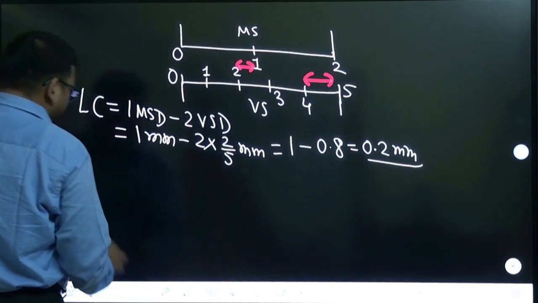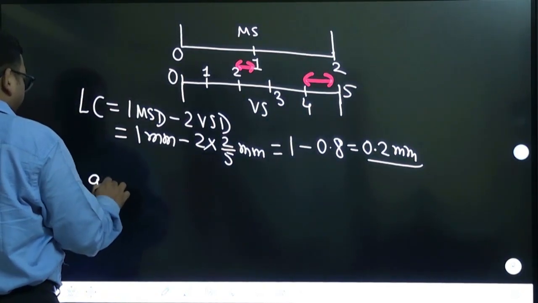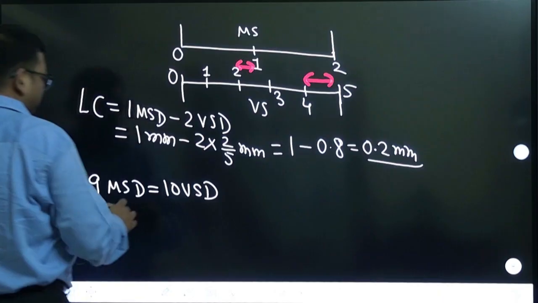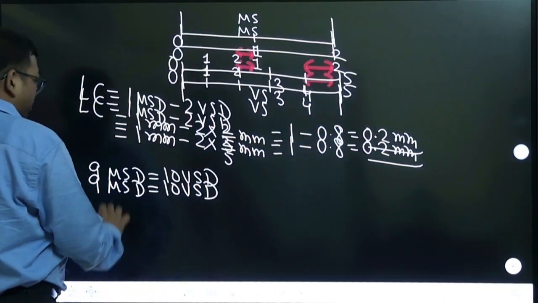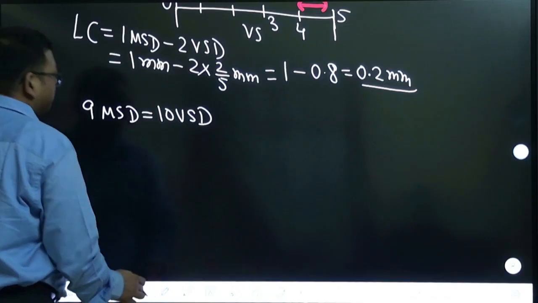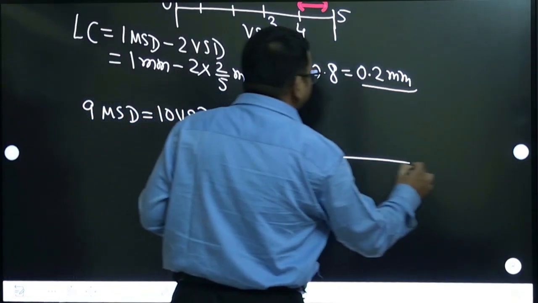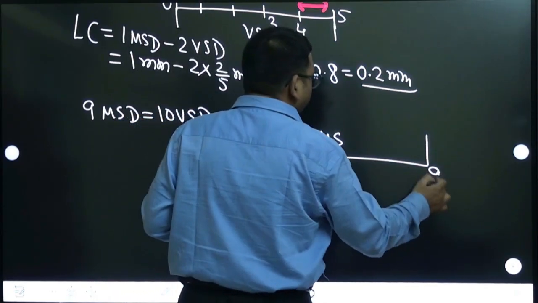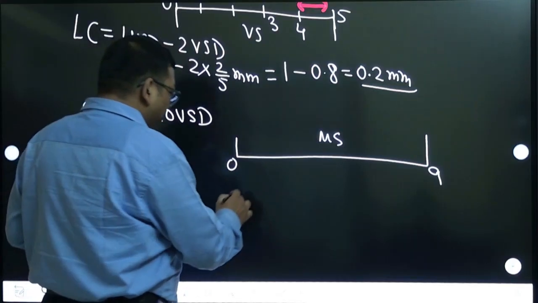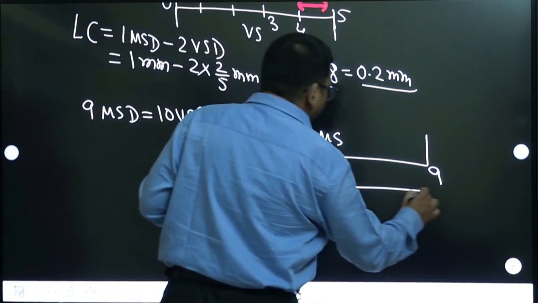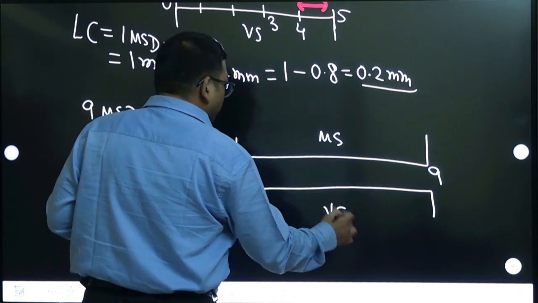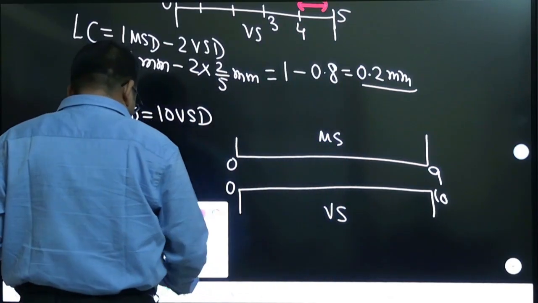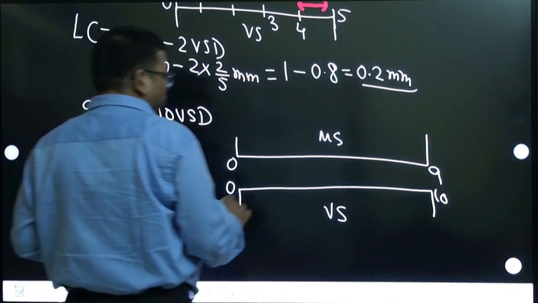Suppose in a normal scale, what happens? 9 MSD is equal to 10 VSD. Correct? Let us draw that scale. The main scale division, if I say main scale, this is 0 to 9. Vernier scale, if I draw, it is 0 to 10. And if I want to draw divisions, let us draw divisions.